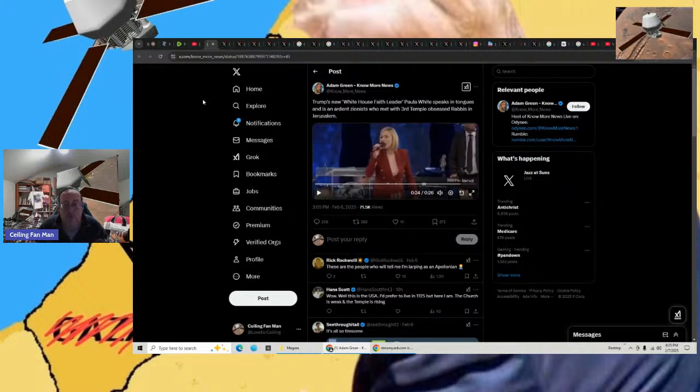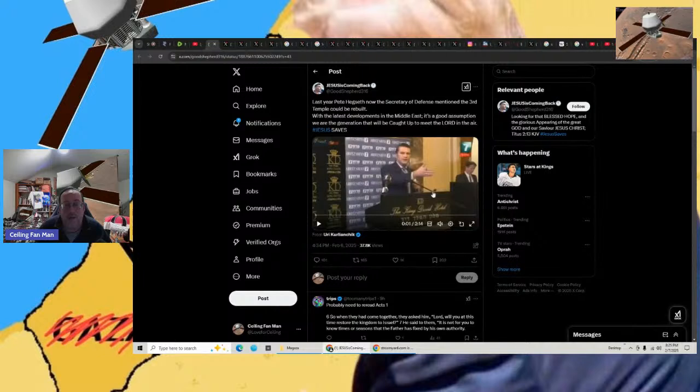It's more folklore, just like the star Moloch has been repurposed for the star it is now. And so she's meeting with rabbis that are talking about that. Coincidentally, so is the new Secretary of Defense talking about how the 3rd temple will be rebuilt. So there's that. Again, not talked about in the Bible.